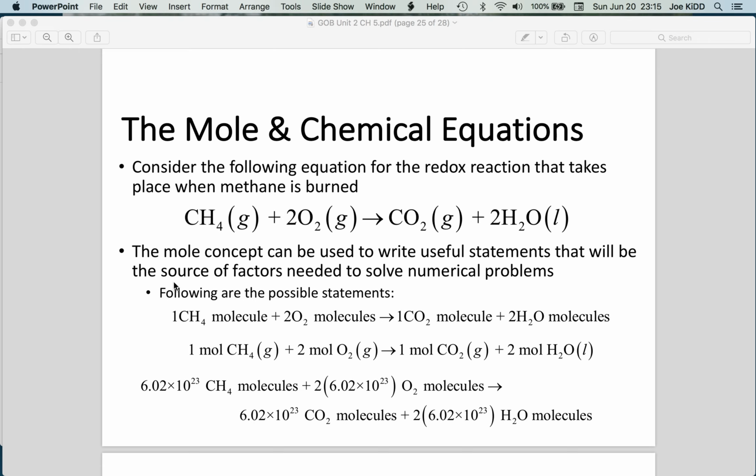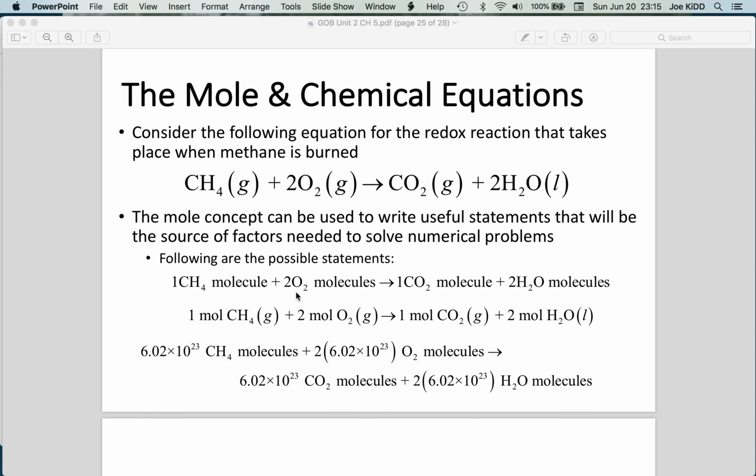And what we're going to start looking at is kind of what we talked about earlier when we were talking about dimensional analysis and equalities. We could write a whole bunch of equalities based off of this balanced chemical equation. For every 1 of these, I require 2 of these. For every 1 of these, I get 1 of these. For every 1 of these, I get 2 of these, right? So we can make a lot of useful statements, a lot of useful equalities about this.